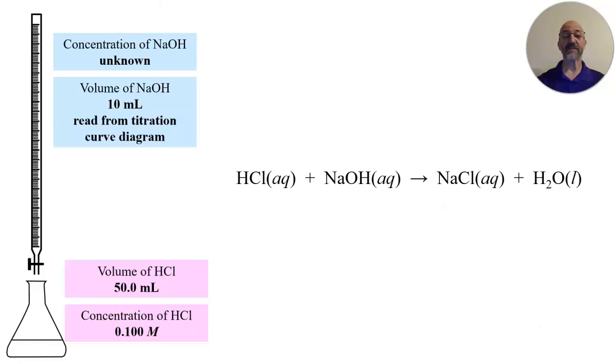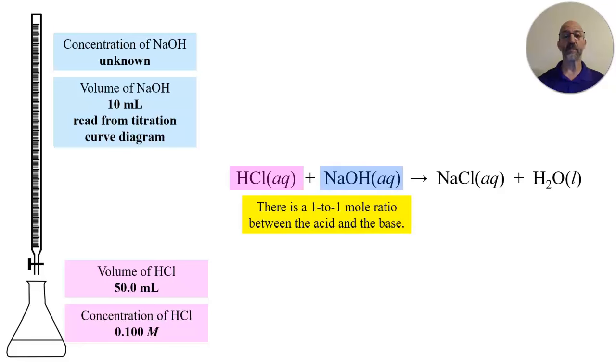Now, they didn't give us a balanced chemical equation in this question, but we can write one. So hydrochloric acid, HCl, reacts with sodium hydroxide, NaOH, and it produces both water and sodium chloride. And just like we saw in question 7, we have another example of an acid reacting with a base with a 1-to-1 mole ratio between the acid and the base.